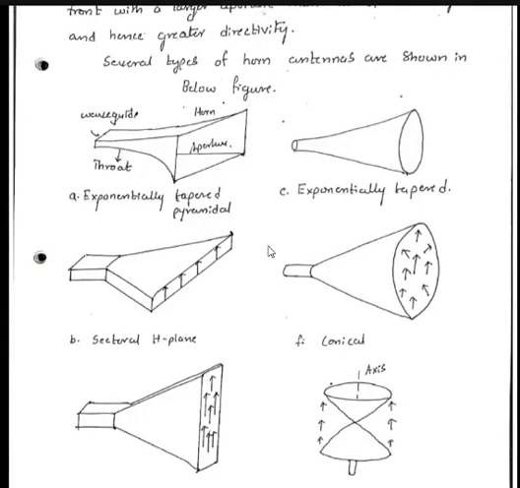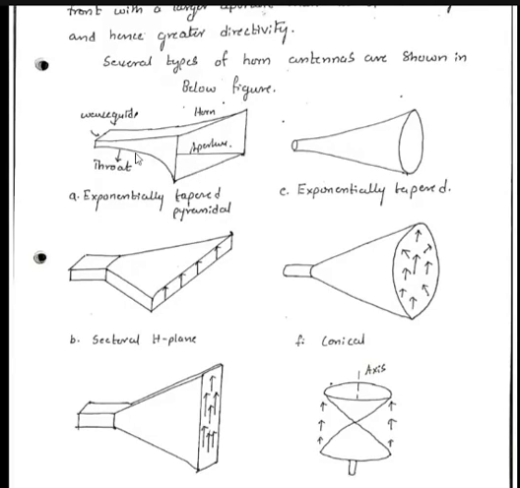On the left side you can see the antennas which are rectangular in shape, and on the right side they are circular. Here the common type of antenna is this one, an exponentially tapered pyramid kind of antenna. This is a very common type of horn antenna, which we are going to study on the next page.